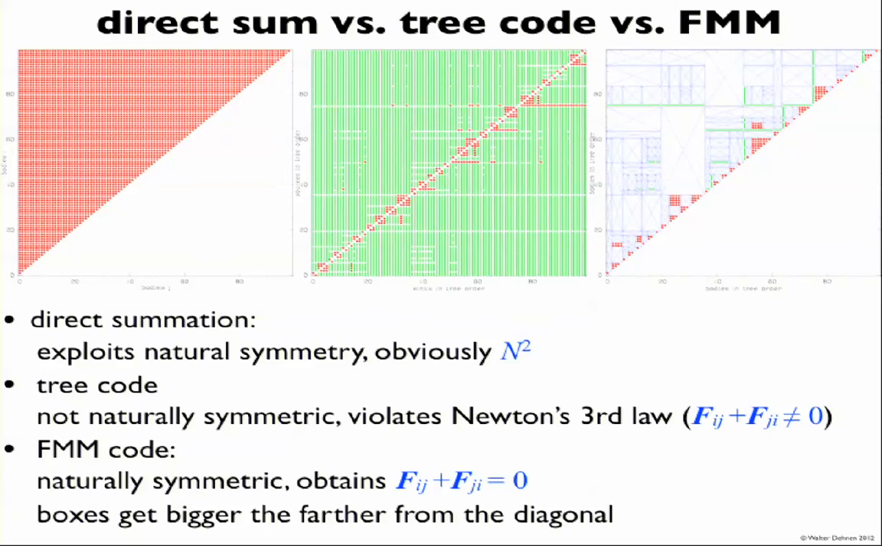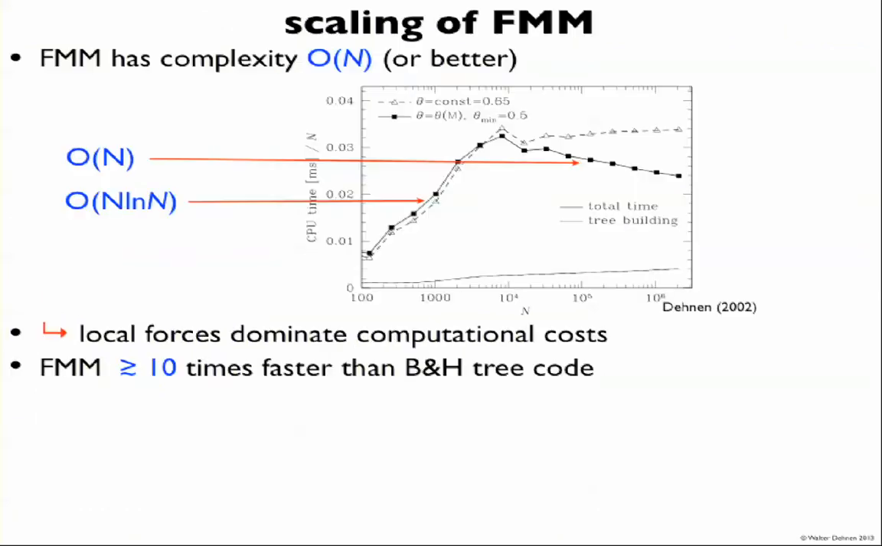Okay, I'll come to this in a minute, but of course, because of symmetry, you preserve Newton's third law. You don't violate it, as the tree code does. And the nice thing is the scaling relation. So the fast multipole method has a scaling complexity of the order n, or better. This is even better here.